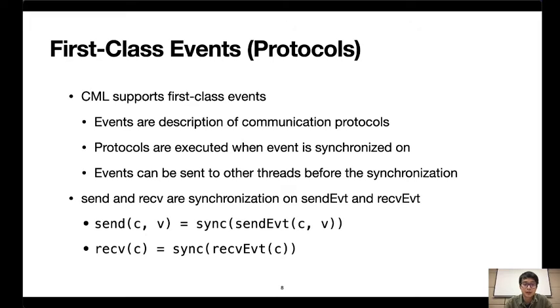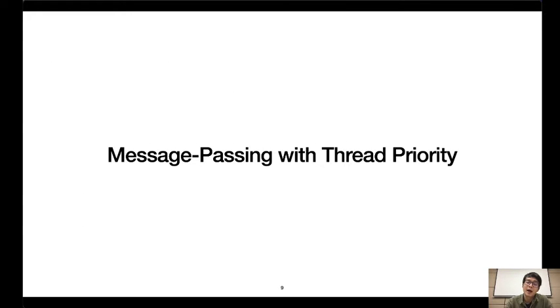The send and receive we have seen so far is basically a synchronization on a send event and a receive event. It can be expressed in terms of sync on send C V and sync on receive C on the channel C respectively. So these are the first-class events in CML. Let's consider adding a priority to this message passing.